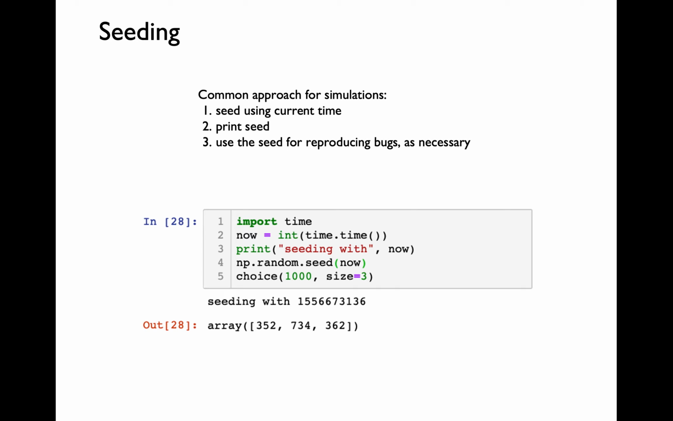So what the numpy.random module does in order to be able to choose a seed is that it takes the current time.